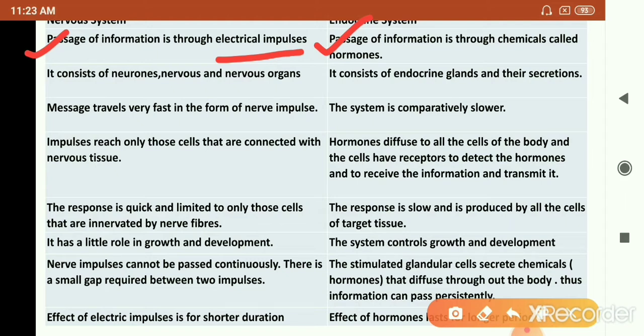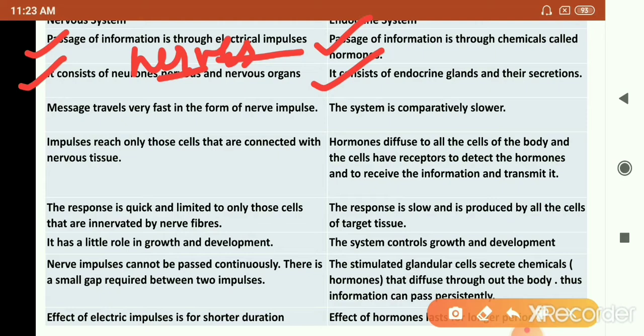Then the nervous system consists of neurons, nervous organs, and the nerves. They contain the neurons, nerves, and nervous organs which include the brain and spinal cord, whereas your endocrine system or the hormonal system is made up of endocrine glands and their secretions.